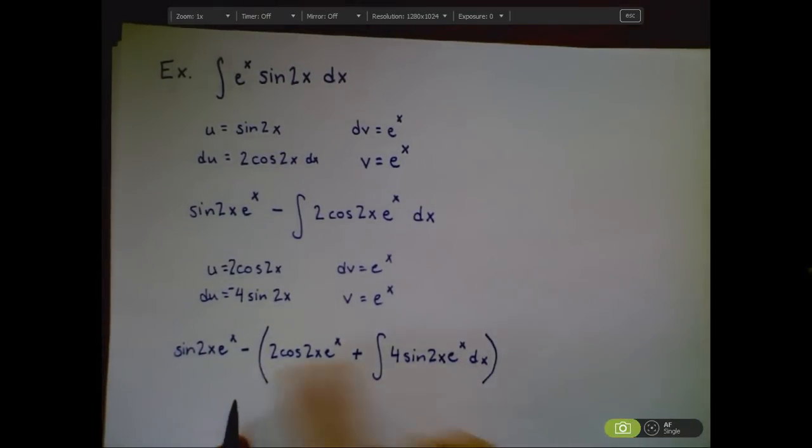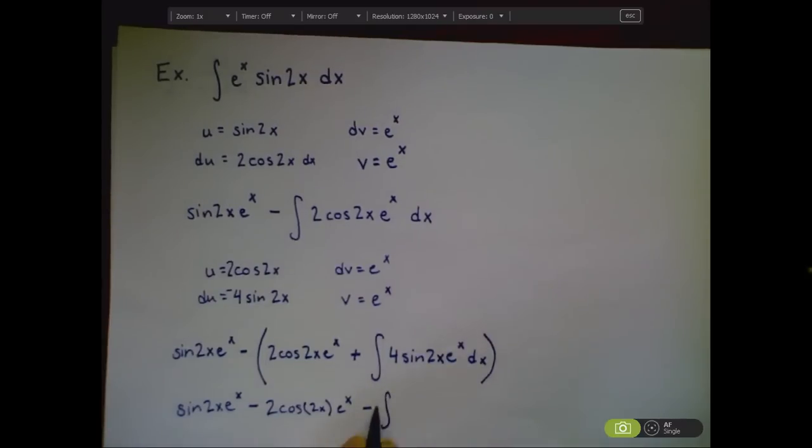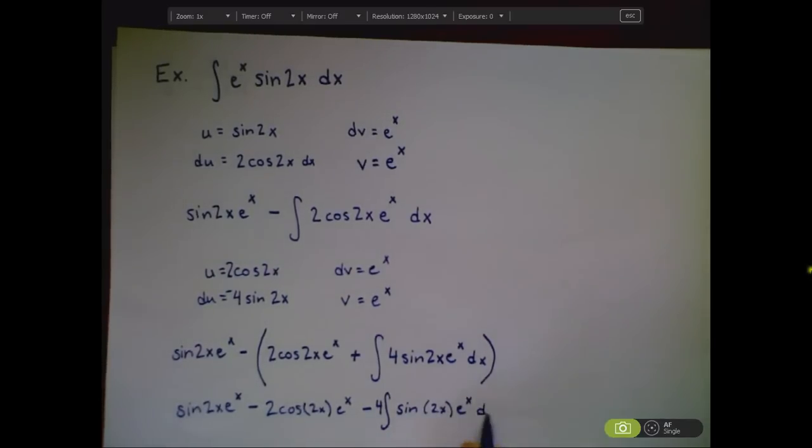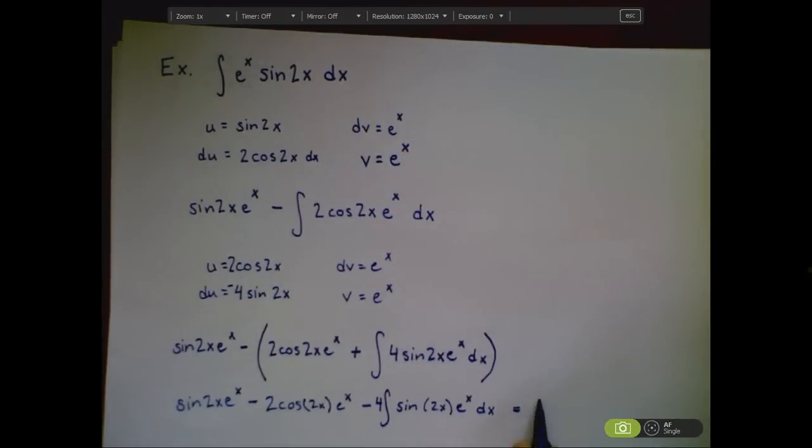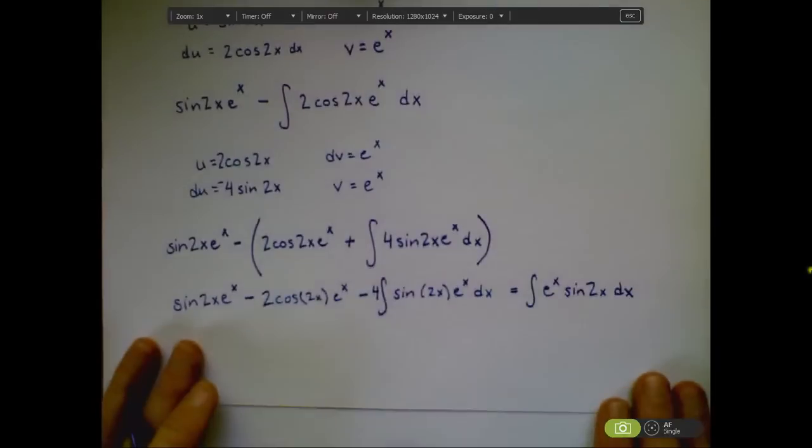Let's distribute this negative sign. So I end up that this is sine of 2x e to the x minus 2 cosine of 2x e to the x, minus the integral of 4 times the sine of 2x e to the x dx. And what's this equal to? The integral of our original function, e to the x sine of 2x dx. Sorry, I ran out of space.